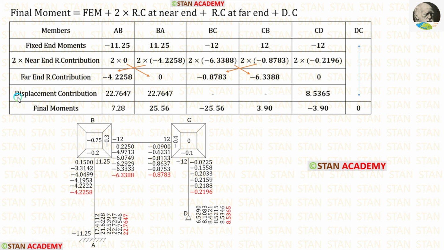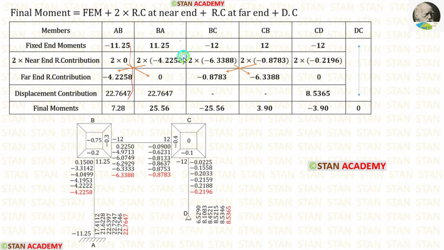Now let us enter the displacement contributions. The displacement contributions are only available for the columns. For the beam BC, it won't be available. So for BC and CB, there will be no displacement contribution. For AB and BA, the displacement contribution is 22.7647. For CD, the displacement contribution is 8.5365. We have already made DC 0, so we should not make any calculation for DC.